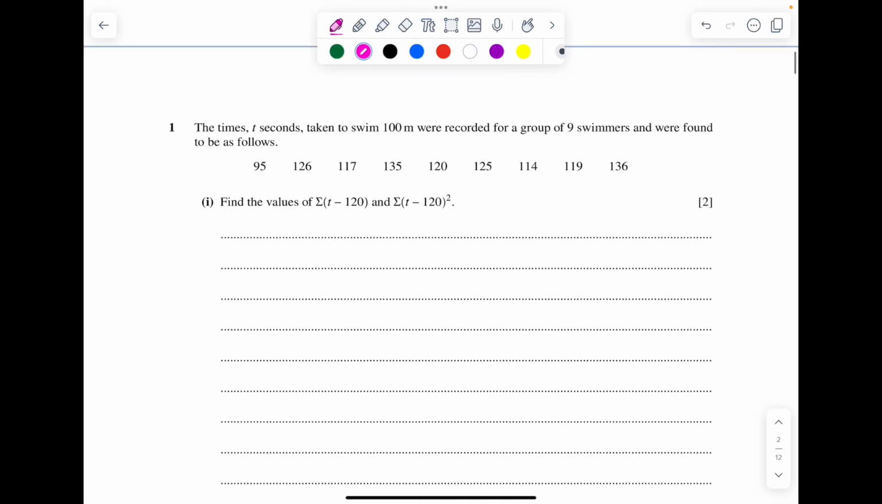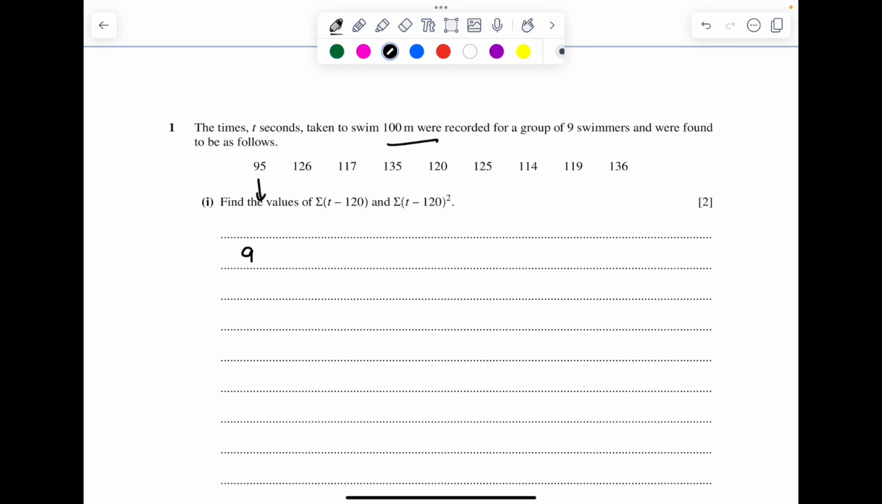So the first question: the time t seconds taken to run 100 meters was recorded for 9 members. So what is the thing? It is recorded for 9 members. Find the value of sigma (t minus 120) and sigma (t minus 120) whole squared. So what am I going to do?